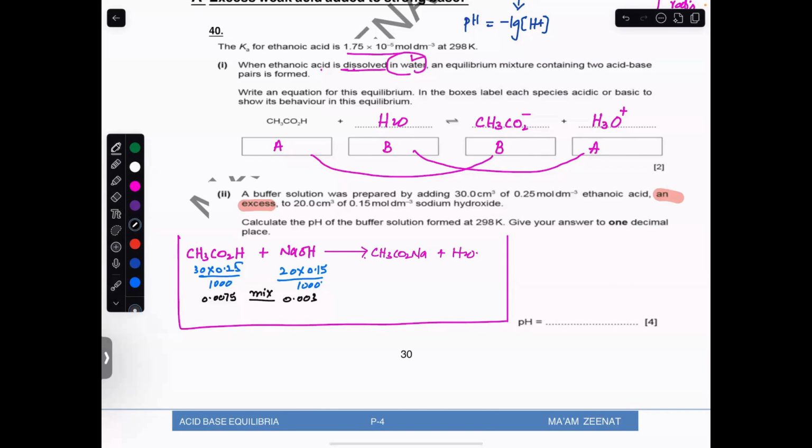This is just added. If you look at the stoichiometric ratio, one reacts with one. This is less. This shows that 0.003 will react with 0.003 out of 0.0075, and it will make how much salt? 0.003 formed.